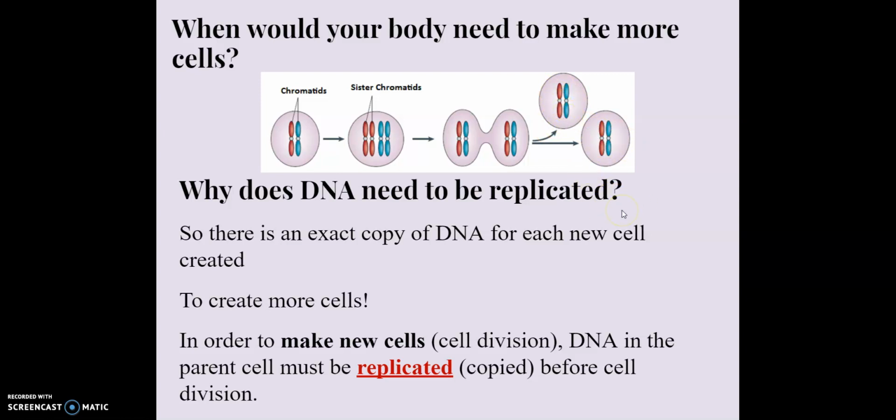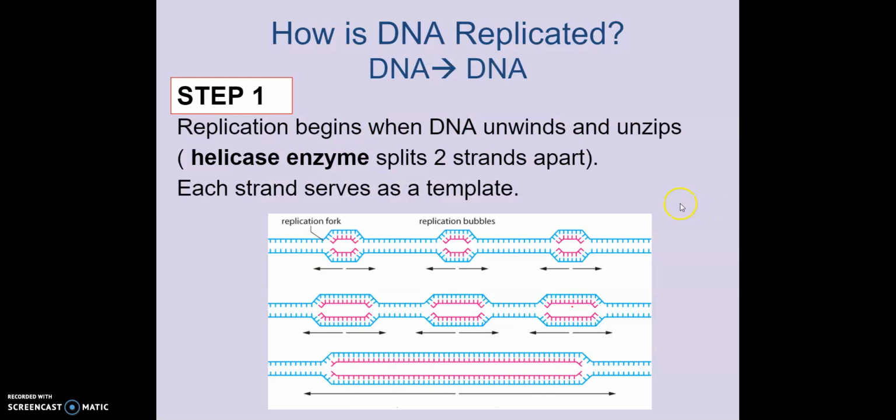So in order to make new cells through cell division, DNA in the parent cell must be replicated before the cell division so that the new cell has a copy. So how is it done? Well, the first step, the replication begins when the DNA unwinds and unzips, specifically by this helicase enzyme.